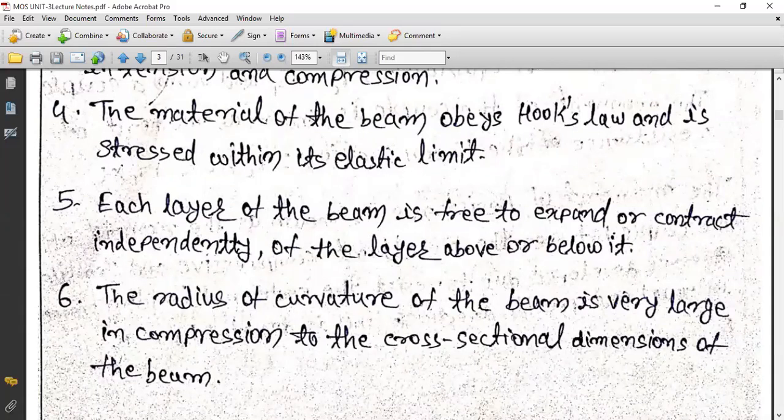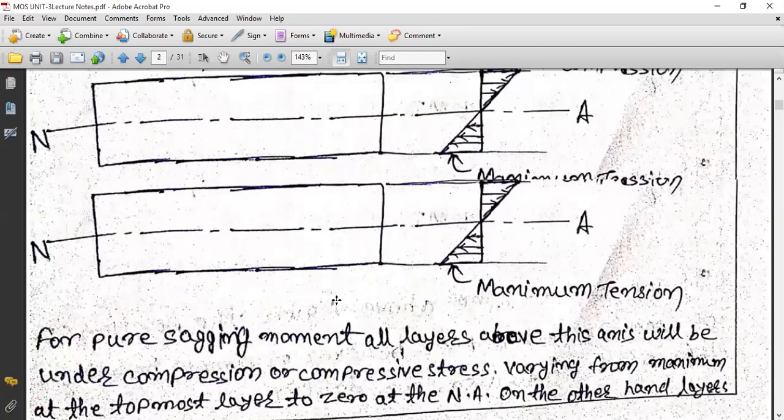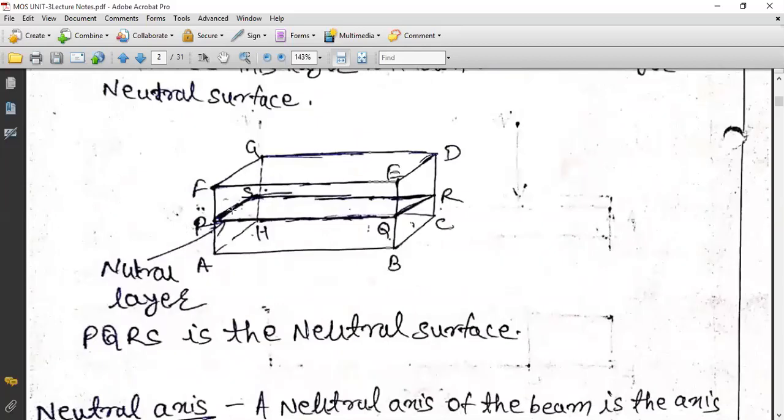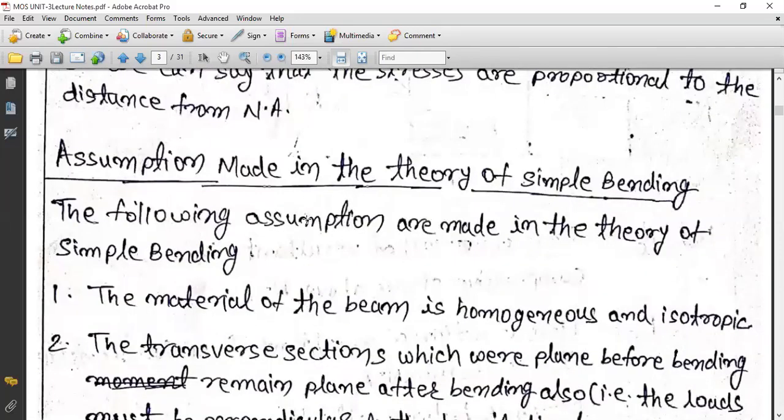Next, each layer of the beam is free to expand or contract independently of the layer above or below it. So there is no disturbance from the neighboring layer. If you see this one layer and this other layer, each layer of this beam section should expand or contract independently. If this layer expands independently, this layer PQRS should not affect this one. So the adjacent layer should not affect the layer.